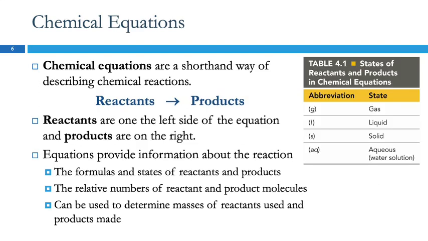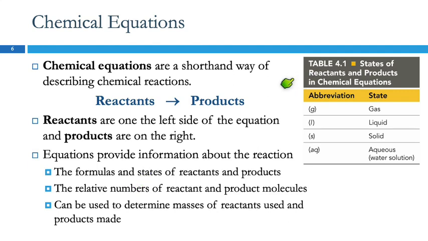So a chemical equation is a shorthand way of describing chemical reactions. The general form is that you have the reactants on the left and an arrow pointing to the right, and those are the products. So the reactants are going to react to produce the products, right? There's more information in here. We're going to have the formulas and states of reactants and products.